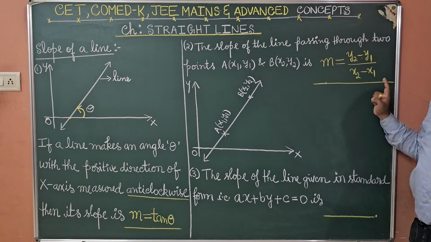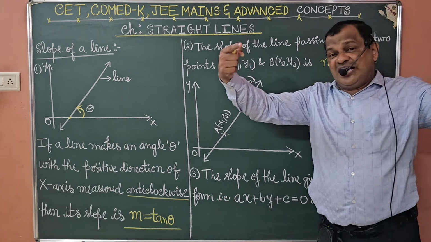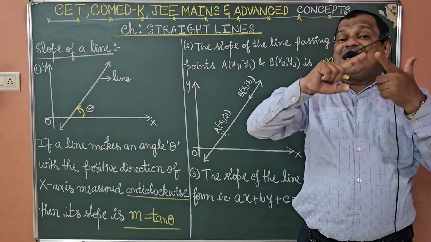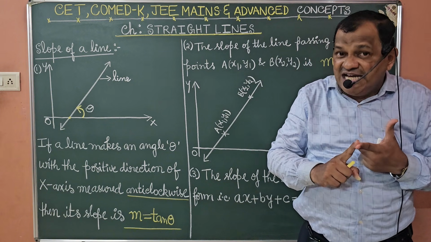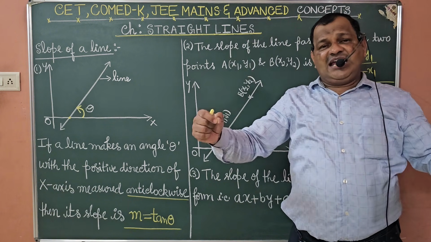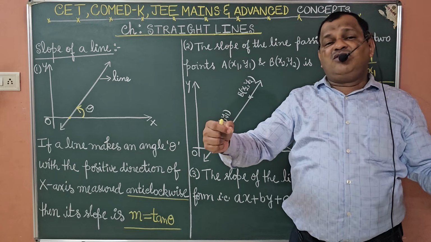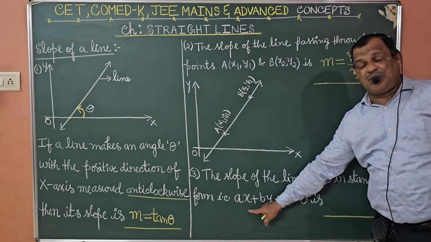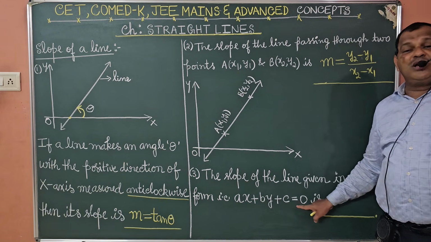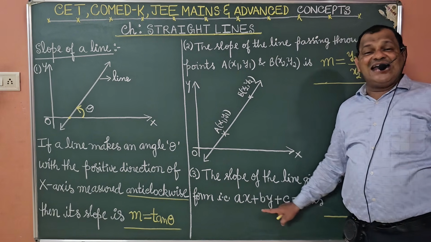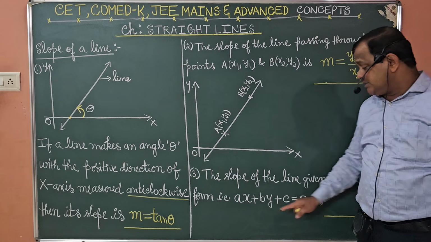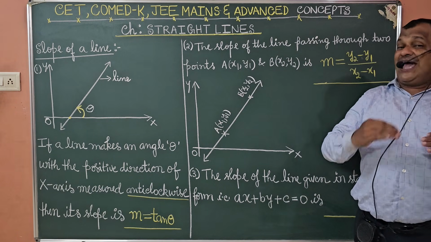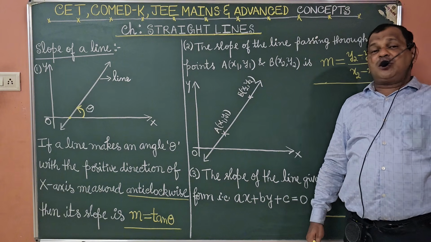Now there is a third idea to find slope. Neither do they give the angle made by the line, nor do they give 2 points on the line. Instead, any straight line, assume, is given in the standard form or general form, which looks like this: ax plus by plus c equal to 0, where a, b and c are real numbers, but a and b are not 0 together. At least one of them should not be 0.